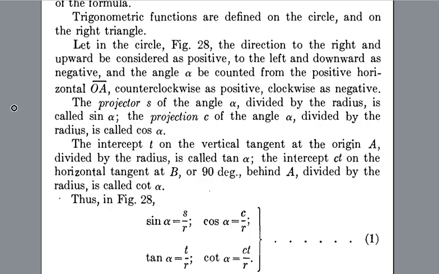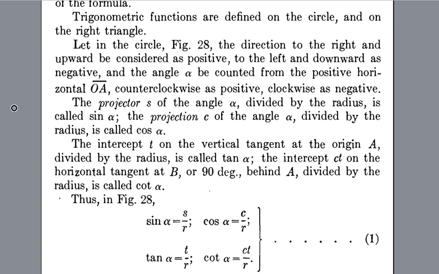Trigonometric functions are defined based on the circle and the right triangle. Consider the circle in Figure 28, where the direction to the right and upward is considered positive, and the direction to the left and downward is considered negative. The angle alpha is measured counterclockwise from the positive horizontal line, labeled OA, as positive, and clockwise as negative.